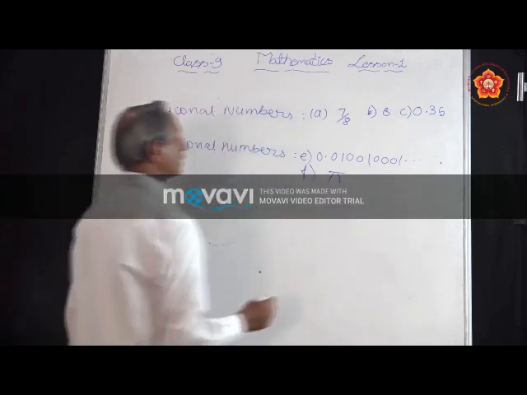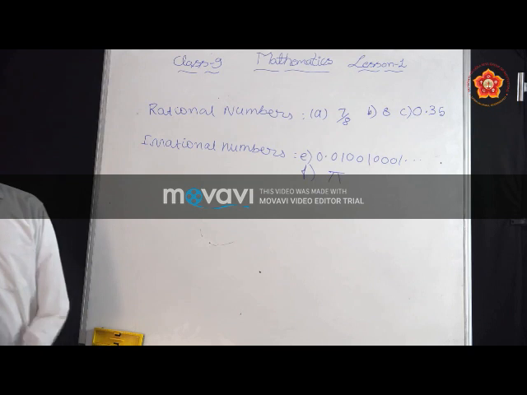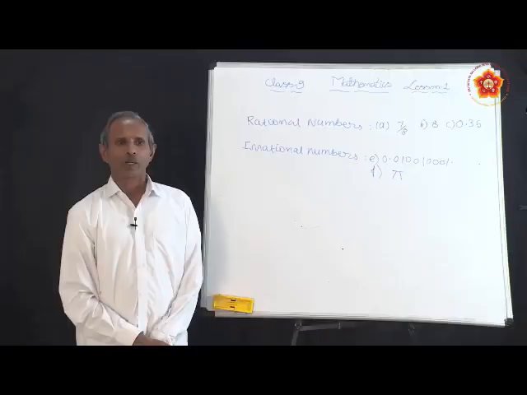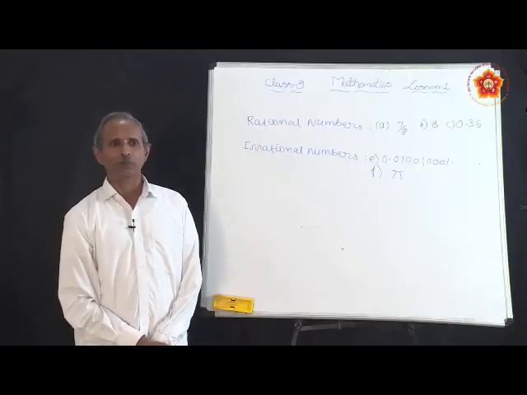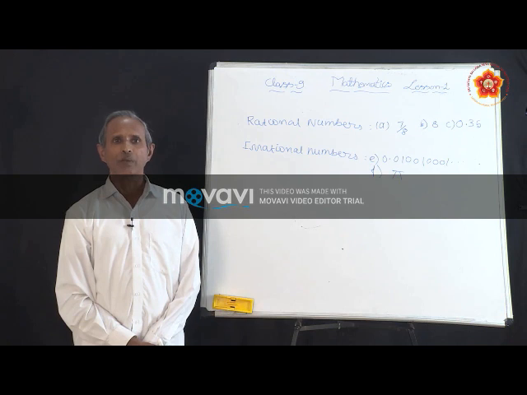Now check your answers whether you have done correctly or not. If all of you have done properly, then you have learnt the concept of numbers. Now let us move to the other topic. In this class we have to know how to represent the irrational numbers on the number line.